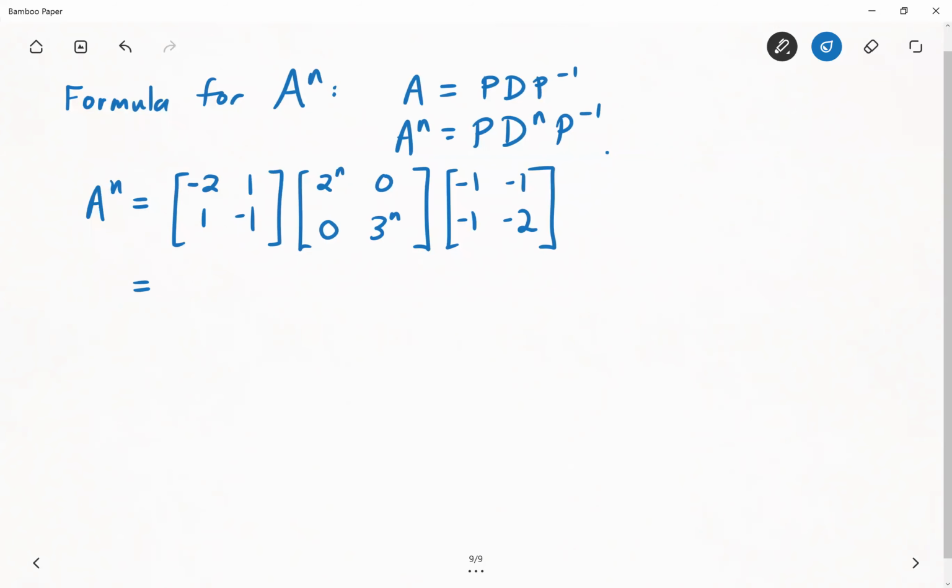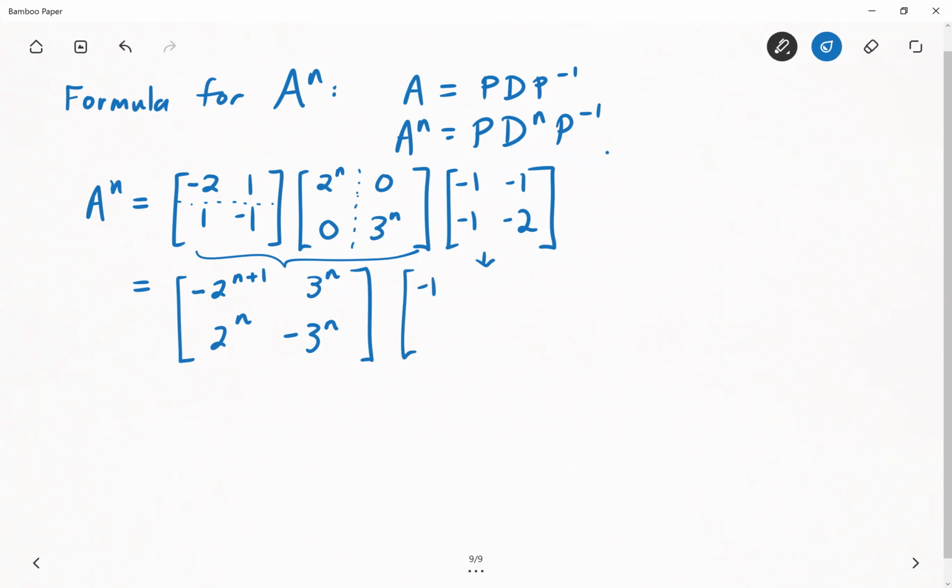Okay, so now a formula for A to the n. First, I'll go ahead and multiply these first two matrices. Let's see, I'm going to get -2 times 2 to the n. So I can actually simplify that. I could write that as -2 to the n plus 1. See, the top right entry is going to be 0 plus 3 to the n. The bottom left entry is going to be 2 to the n. The bottom right entry will be -3 to the n, times, I'm going to carry down this matrix on the right, -1, -1, -1, and -2.